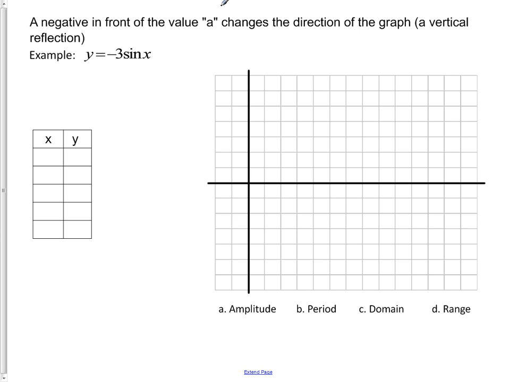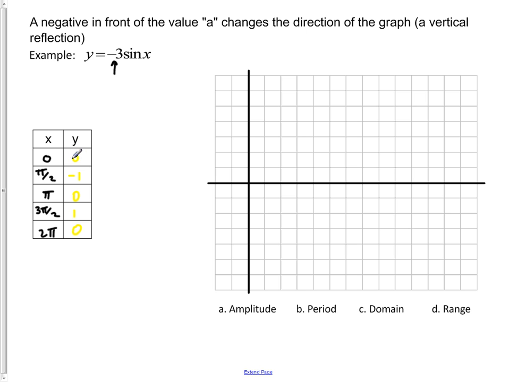What would happen if we have a negative in front? Well, for sine or cosine, what that negative tends to do is it changes the direction of the graph. So each of the y values that we normally would have had for our key points within one cycle, 0, pi over 2, pi, 3 pi over 2, 2 pi, the key points are still the same for that one cycle. The y values will change, though, by taking each of the y values that we would normally have gotten and multiplying them by -3.